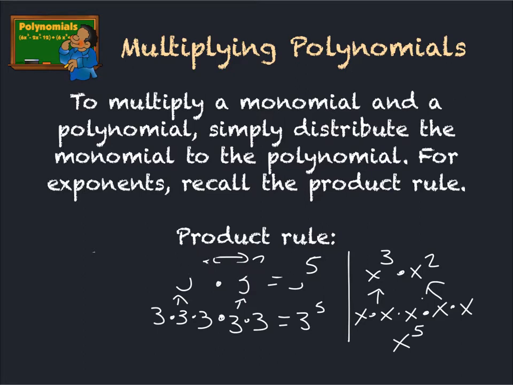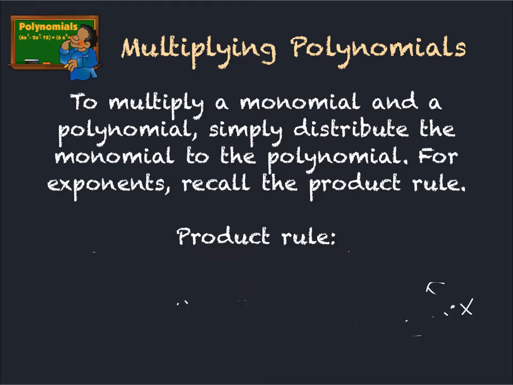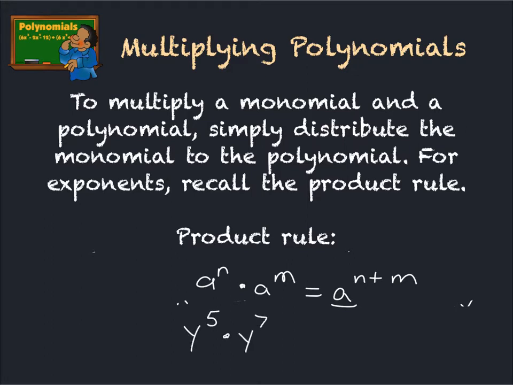Let me erase all this. When you're multiplying two powers, like a to the n power times a to the m power, all you are going to do is keep the base the same, a stays the same, but add the exponents. Let me do an actual example with some numbers instead of n and m. If it's y to the fifth power times y to the seventh power, all you need to do is keep the base the same, it'd still be y, and then 5 plus 7, which would be 12. It would be y to the 12th power.